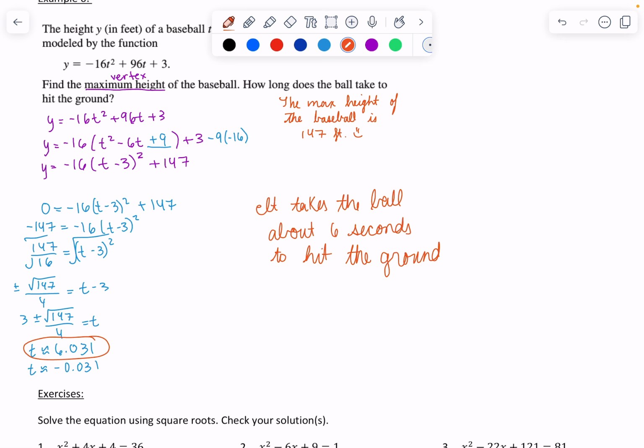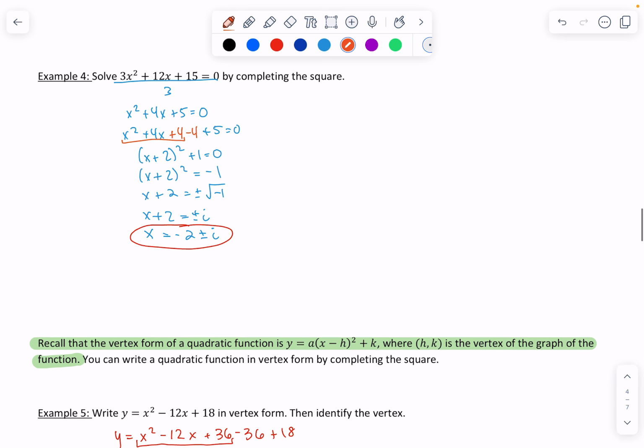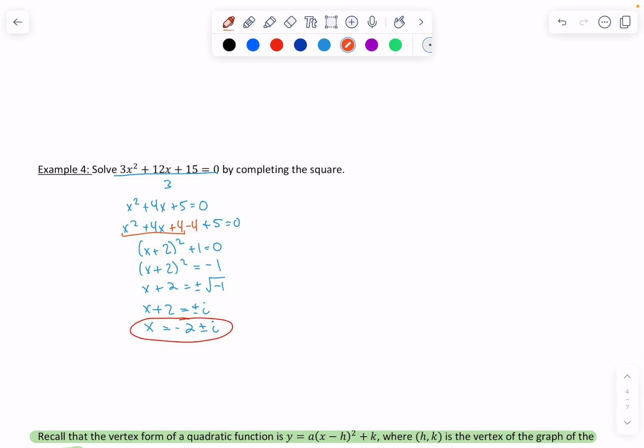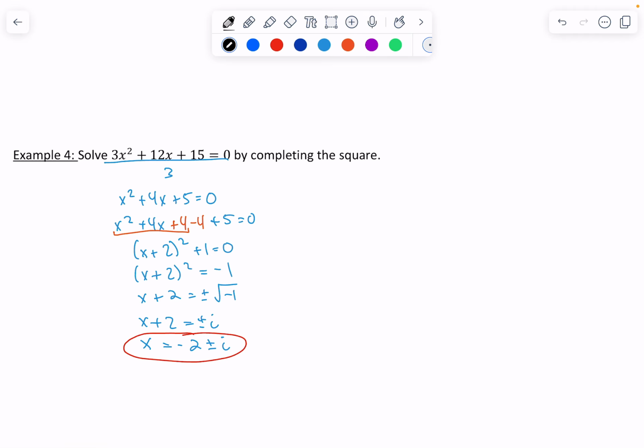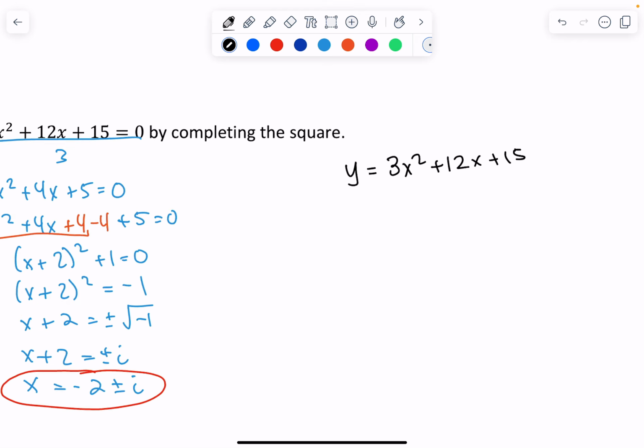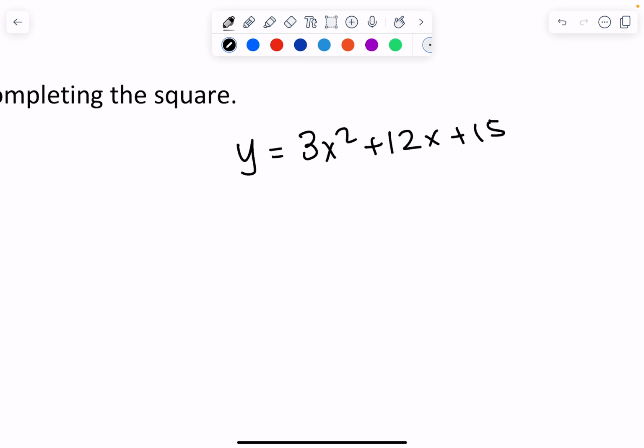Let's try another problem where we have an a value that isn't 1, and we're dealing with a function as opposed to an equation. So I'm going to come back to example 4, and I'm going to say let's pretend that the original problem was y equals 3x squared plus 12x plus 15. And what I want to do is complete the square. So, like I said, it's an equation, or if it was an expression, the same thing would apply. So I can't just divide everything by 3. What I have to do is factor the 3 out.